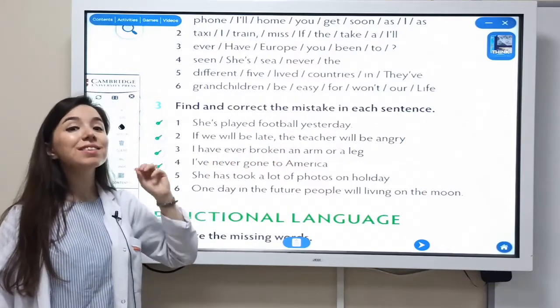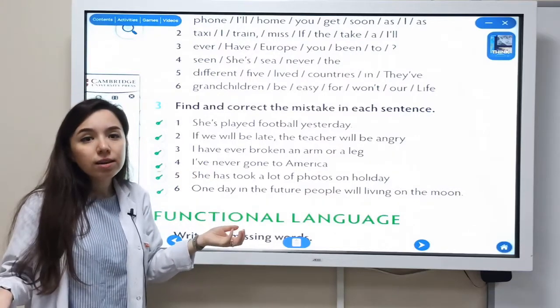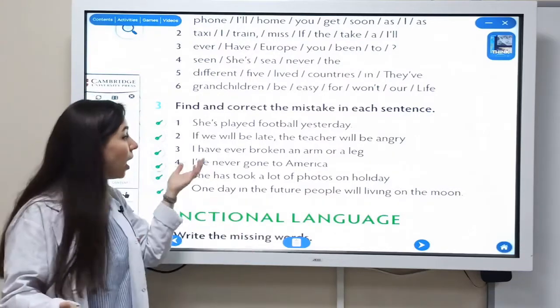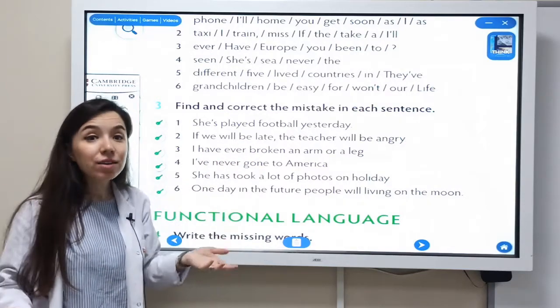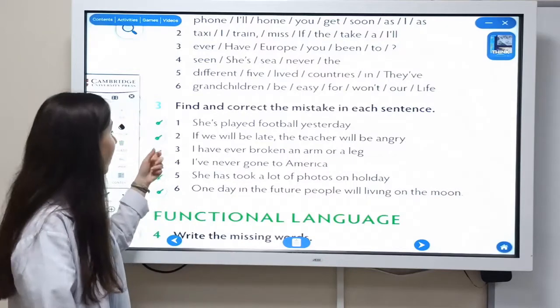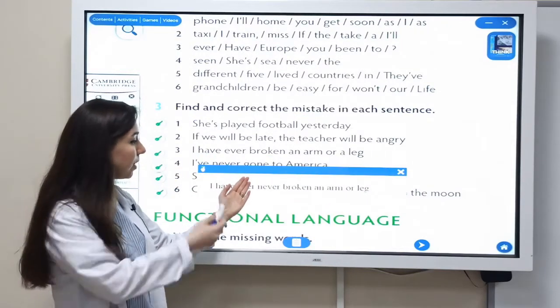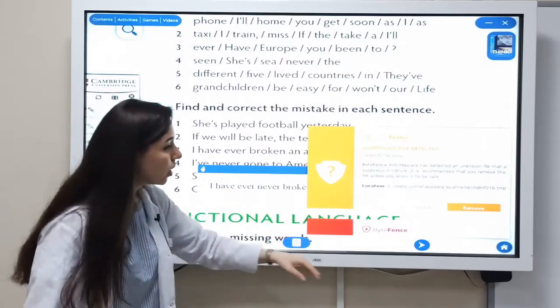In some sentences we want to say that, no, I didn't do it until now, I haven't done it, means I haven't broken, I haven't done it. So here, ever is the mistake. We should write I have never. Look at here again, ever is the mistake. I have never broken.